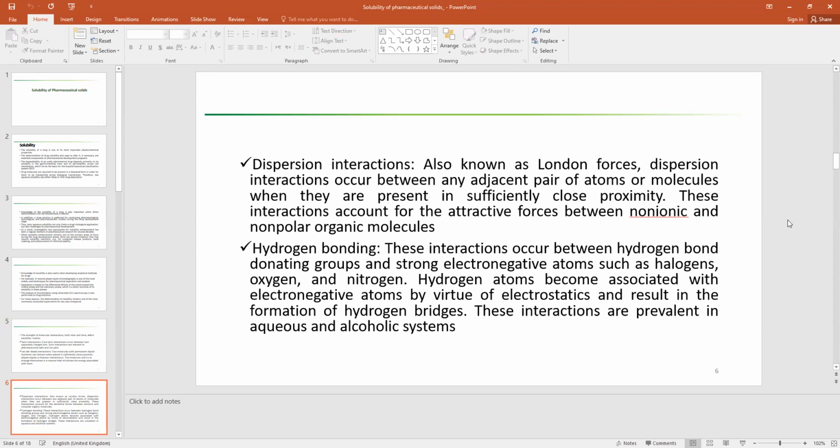Also, you need to remind yourself of hydrogen bonding, which occurs when there are hydrogen bond donating groups and strongly electronegative atoms such as halogens, oxygen, or nitrogen. Hydrogen atoms become more associated with electronegative atoms by virtue of electrostatic attraction, and as a result, they form hydrogen bridges. These interactions are prevalent in aqueous and alcoholic systems.